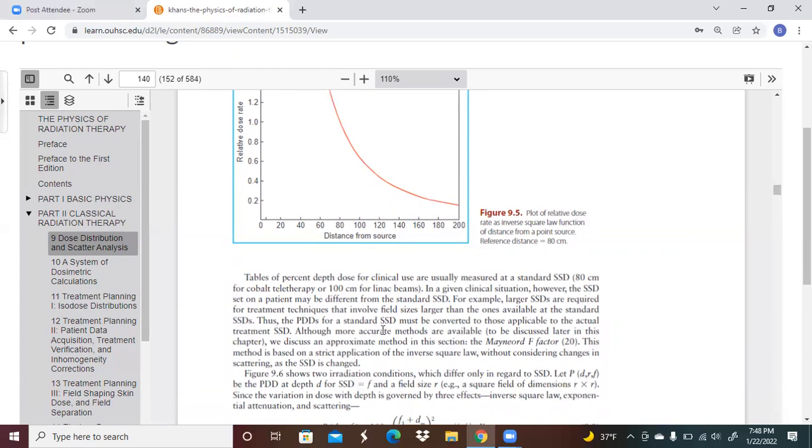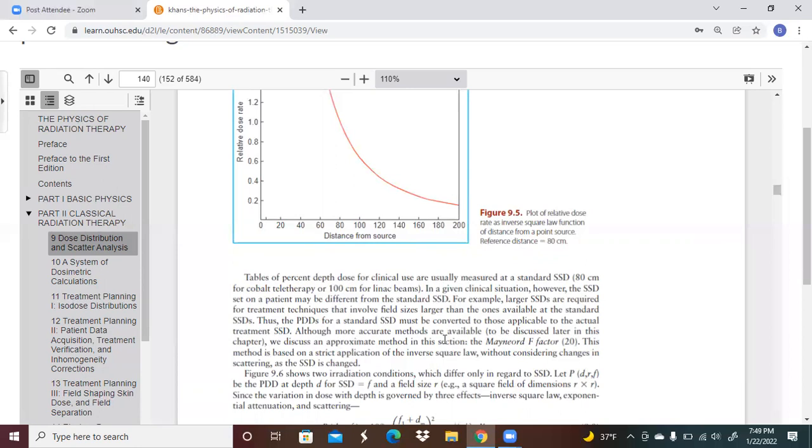You may require a larger SSD that involves field sizes larger than the ones that are available at a standard SSD. One of the things that you may have already done at this point is an extended SSD treatment for, say, a femur, where you can't get the femur in using a regular SSD treatment because the femur is just too long. You can't get it completely exposed unless you move the patient further away from the machine, at which point you might be able to get it all in there. So sometimes that does happen.